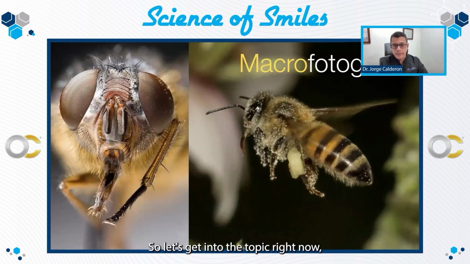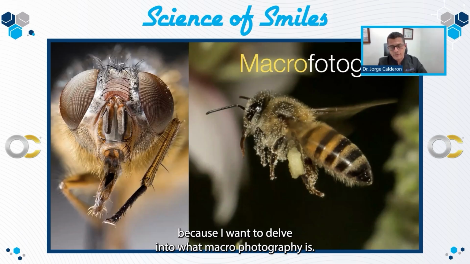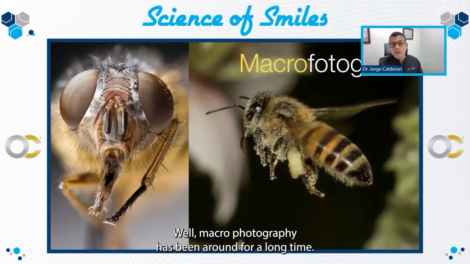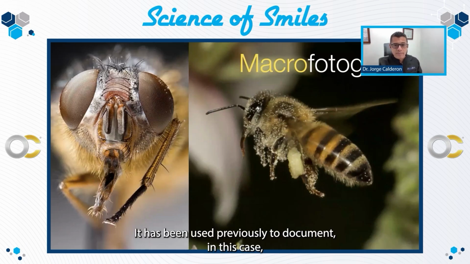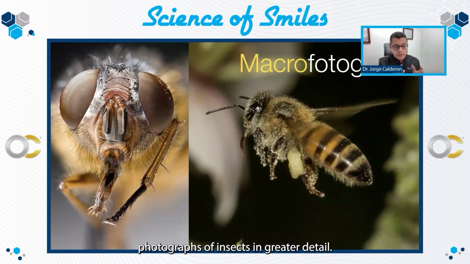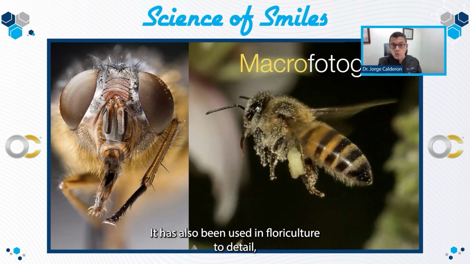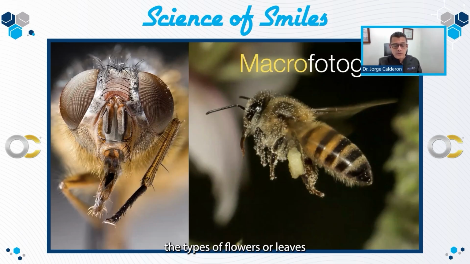So, let's get into the topic right now because I want to delve into what macro photography is. Well, macro photography has been around for a long time. It has been used previously to document, in this case, photographs of insects in greater detail. It has also been used in floriculture to detail the types of flowers or leaves, that is, more in the biological sciences. So its rise in dentistry is relatively recent. Its application has been increasingly professionalized and segmented to what we want.